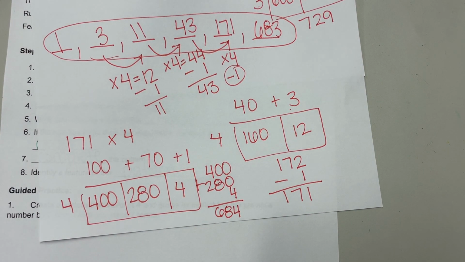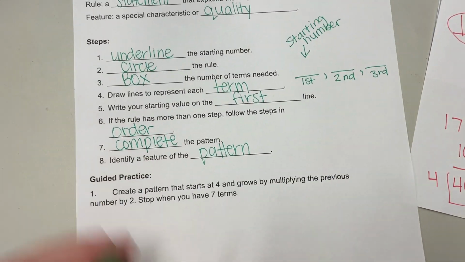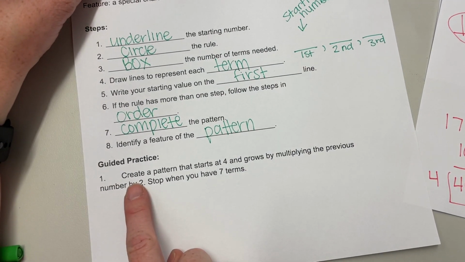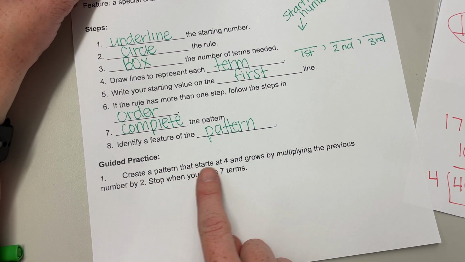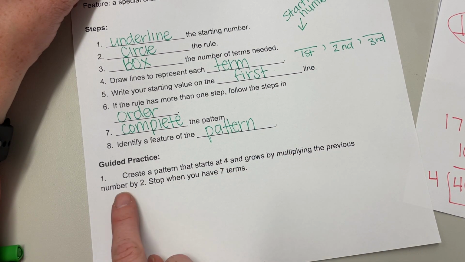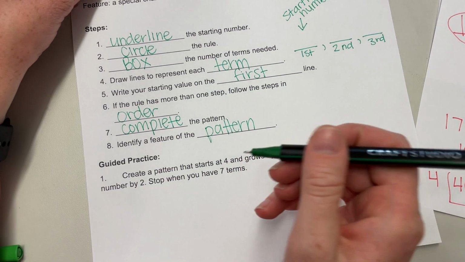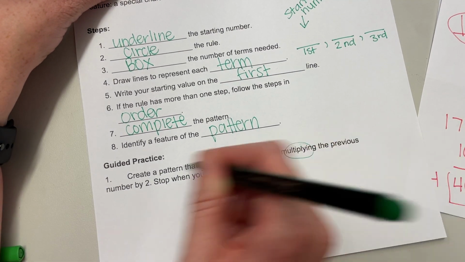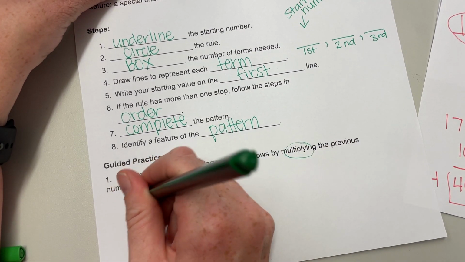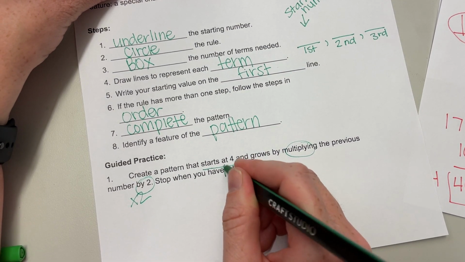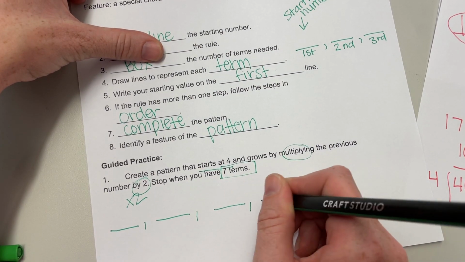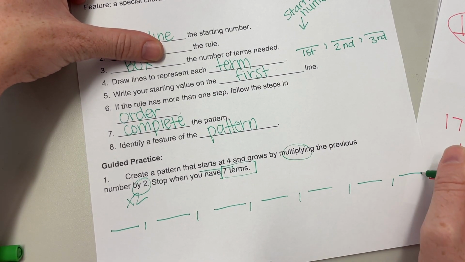Okay, I'm getting out my green pen so you're following along, you are watching. So step number 1, I'm going to read the problem first and then I'm going to do step 1. The problem is create a pattern that starts with 4 and grows by multiplying the previous term by 2. Stop when you have 7 terms. So underline the starting number, starts at 4. Circle the rule, multiplying the previous number by 2. So I'm just going to write times 2. And then stop when you have 7 terms, so I'm going to box that. I'm going to draw my 7 terms. 1, 2, 3, 4, 5, 6, 7.